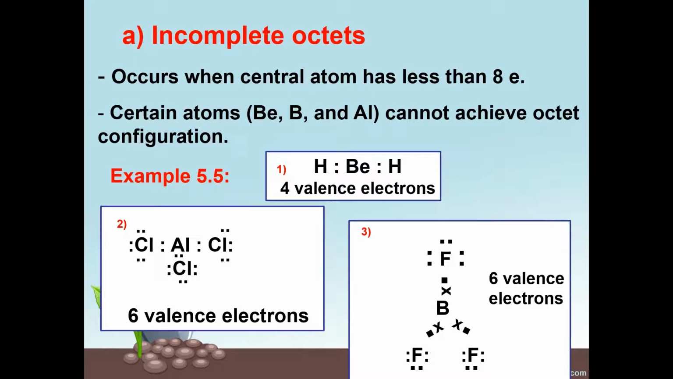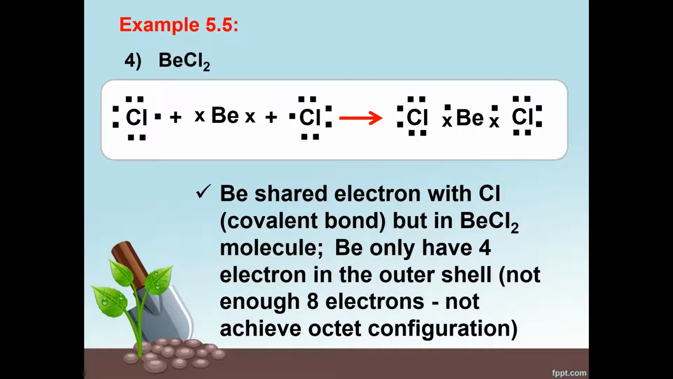atom. The fourth compound in example 5.5 is beryllium dichloride. Beryllium shares electrons with chlorine, forming 2 single covalent bonds, but in beryllium dichloride, the beryllium atom only has 4 electrons in the outer shell. This means that it does not achieve octet configuration. It only forms an incomplete octet.